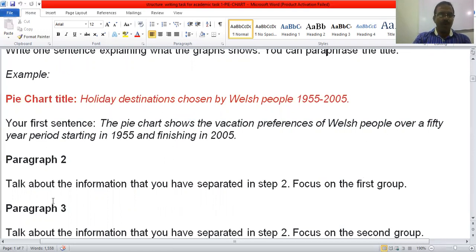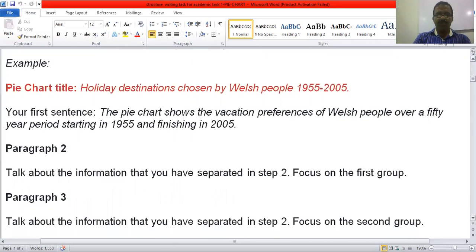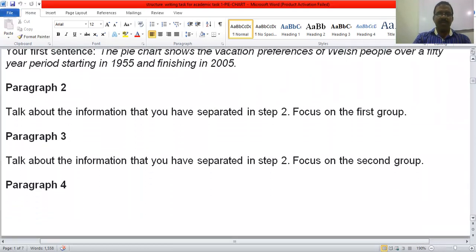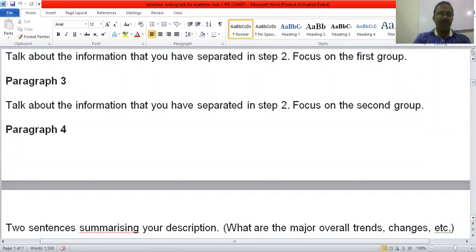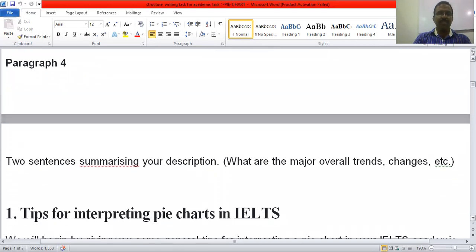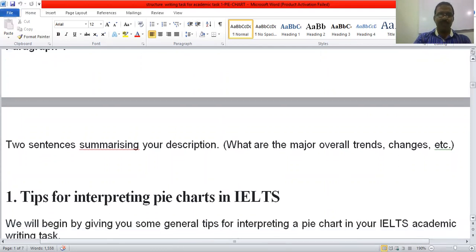Now paragraph 2, talk about the information that you have separated in step 2, focus on the first group. So there are 2 information groups, and then paragraph 3, talk about the information that you have separated in step 2, focus on the second group. Then paragraph 4, 2 sentences summarizing your description. What are the major overall trends and changes? So in paragraph 4, you will summarize the whole information. You will give an overall impression of the trends and the changes.